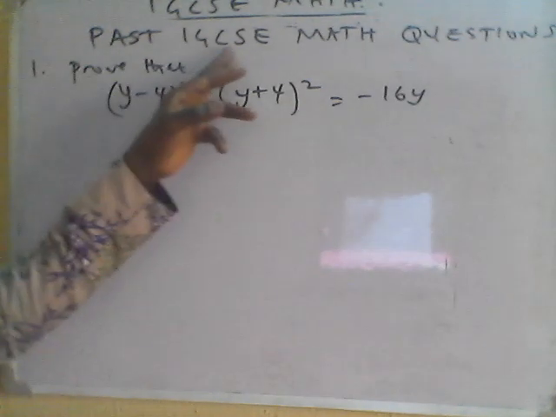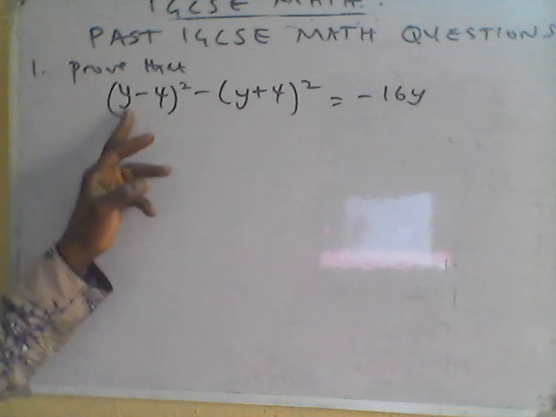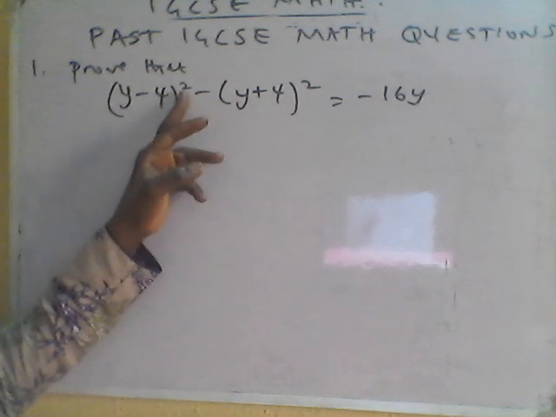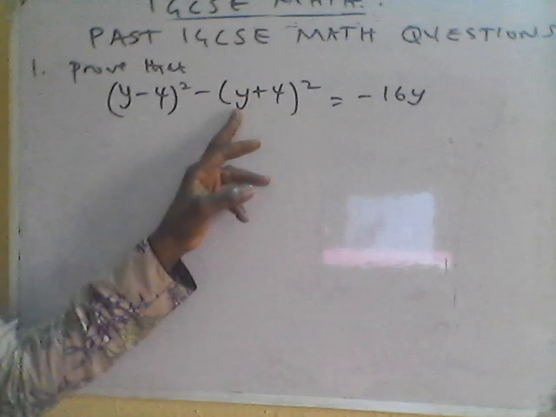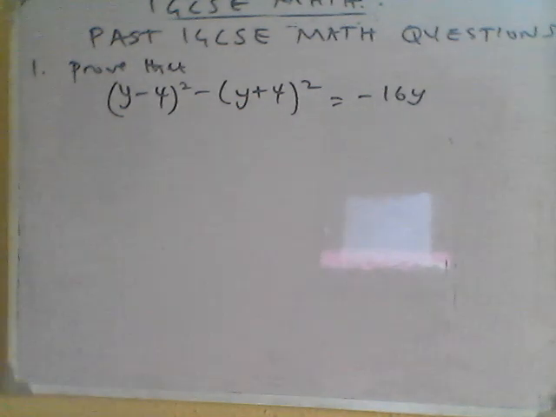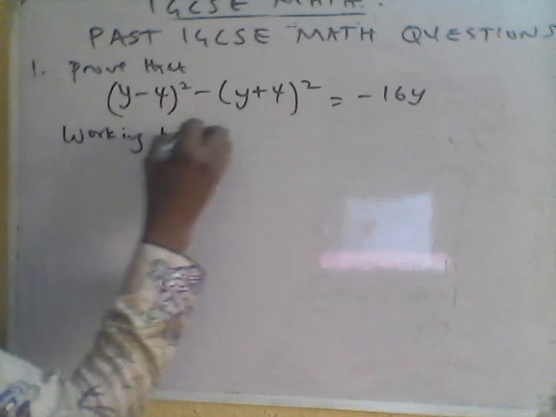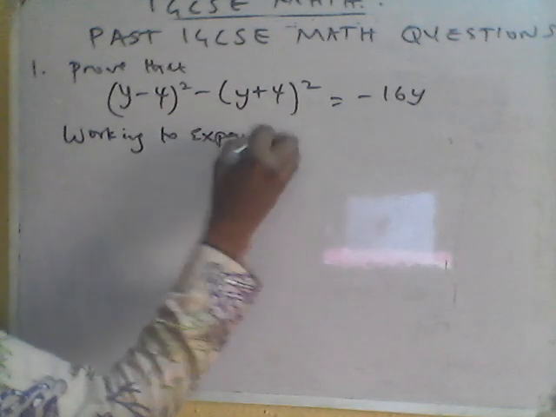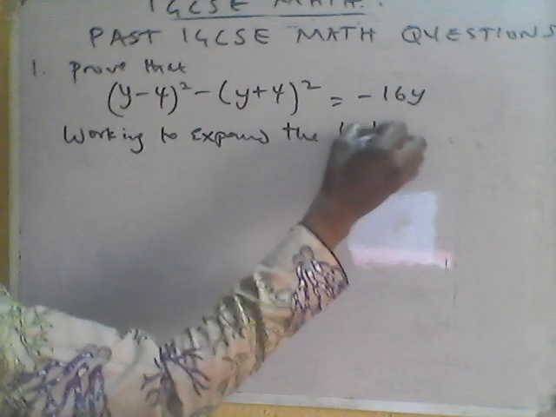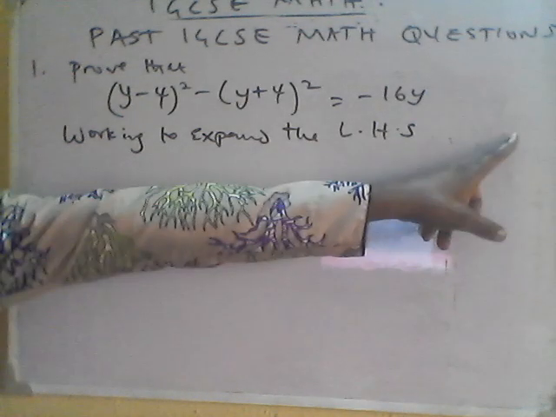Past IGCSE maths questions. Number 1, prove that (y minus 4) all squared minus (y plus 4) all squared is equal to minus 16y. So the solution is to expand the left hand side. I'll say working on the left hand side, working to expand the left hand side. Always define it: LHS, in brackets, left hand side, right?